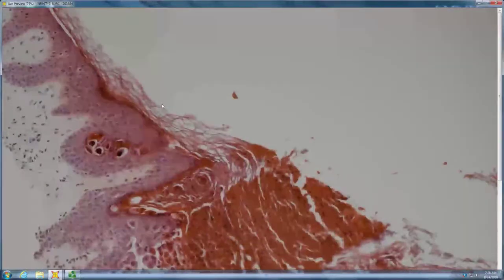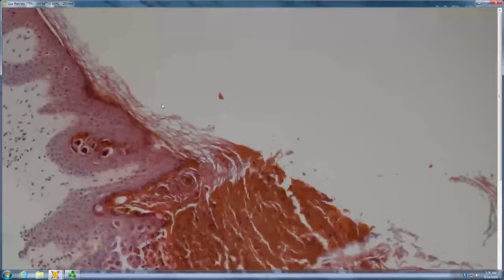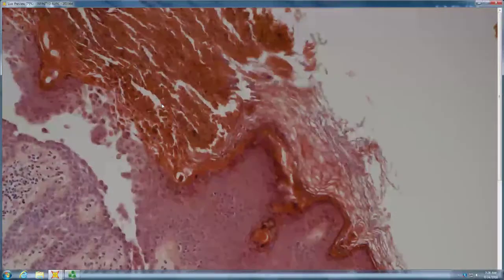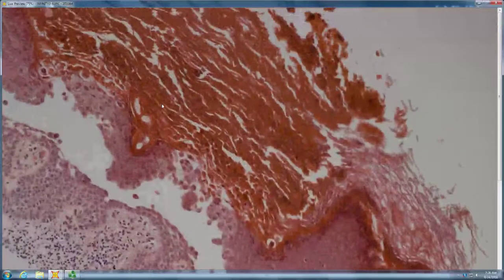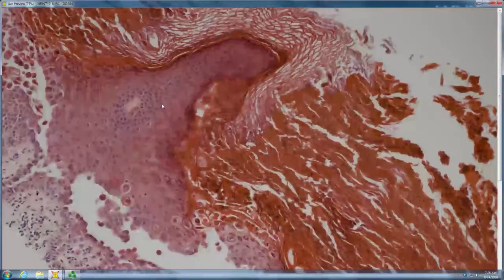Looks like we have some acantholysis. These red cells involving all layers in some areas, but mainly just above the basal layer, it looks like. I would think about Hailey.